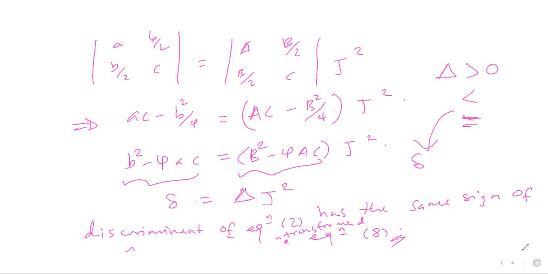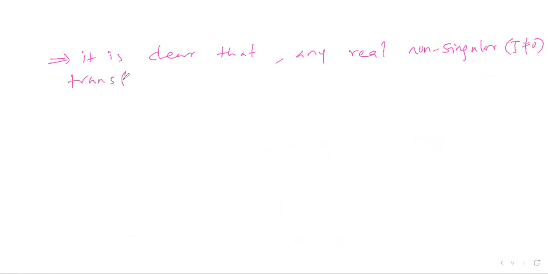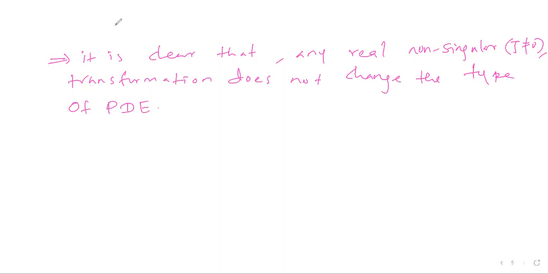So I will continue. From this we can conclude that it is clear that any real non-singular transformation, meaning the Jacobian is not equal to 0, does not change the type of the PDE. So what you have to understand is, after we transform from the original one into a canonical form, the type won't change in any way.